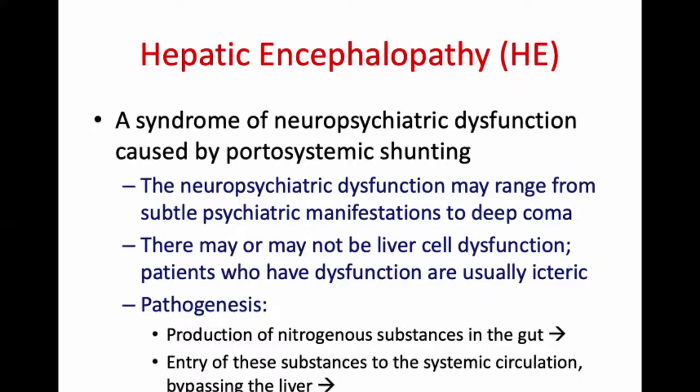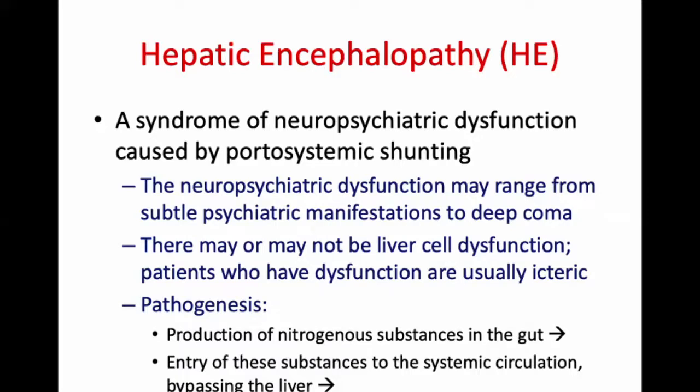And this dysfunction can range from very subtle psychiatric manifestations like personality changes to deep coma. So there's a huge spectrum. There may or may not be any liver cell dysfunction, that's liver cell failure, but if there is, they usually have icterus and they have a much poorer prognosis. So those with hepatic encephalopathy and icterus have a poor prognosis.